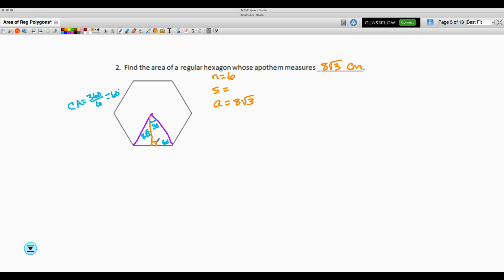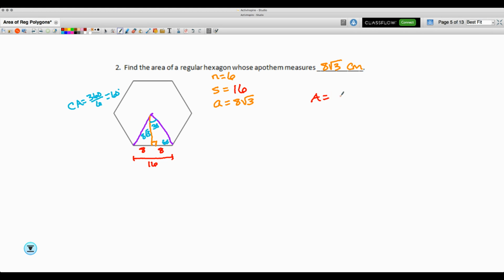So since that's 30, 60, and that's 90, the 8 square root of 3, is that the long leg, short leg, or hypotenuse? That's the long leg because it's opposite the 60. So I could find the short leg by dividing that by the square root of 3. So that's going to be 8. So if this is 8, this would also be 8. So the length of our whole side would be 16. So we'll use our 30, 60, 90 rules to find the part that we needed. So the side is going to be 16.